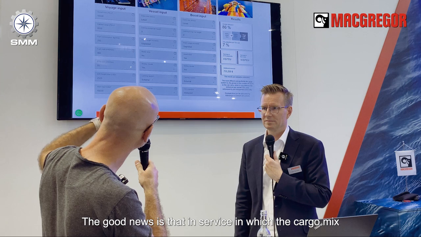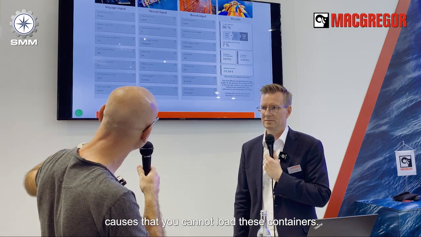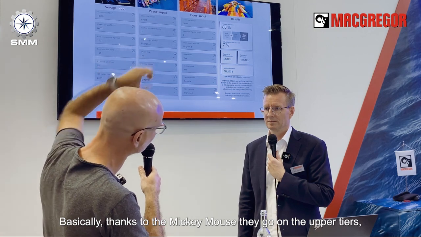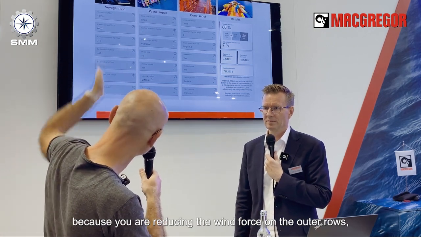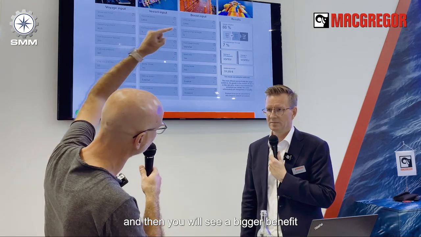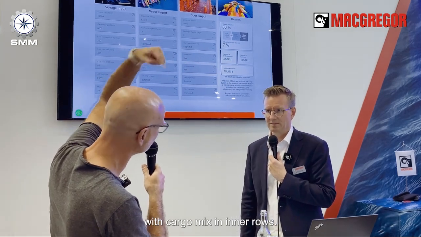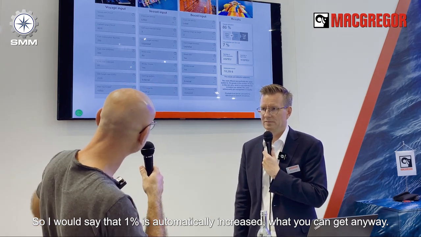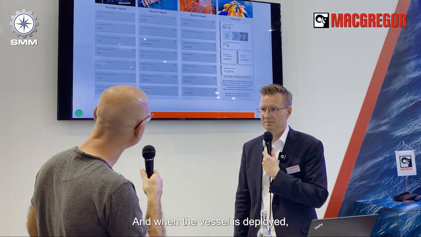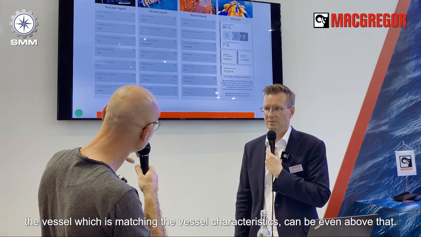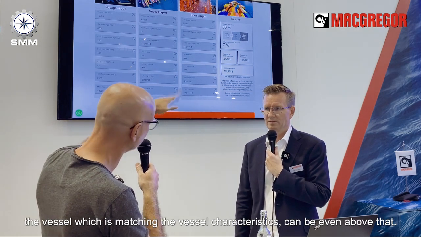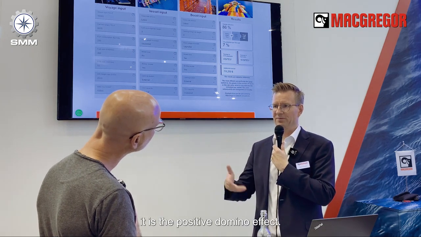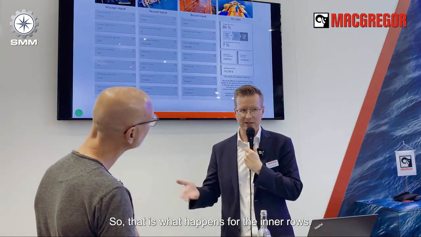The good news is that in a service in which the cargo mix allows this, thanks to the Mickey Mouses, you win another tier because you are reducing the wind force on the other row, and then you see a bigger benefit when, thanks to the cargo mix, you can break this tier. For the inner rows. Exactly. So I would say that 1% is the automatic increase that you can get, and when the vessel is deployed in a service matching the vessel characteristics, you get more. Yeah, I think this is what we have been talking about, the positive domino effect. So that happens for the inner rows.